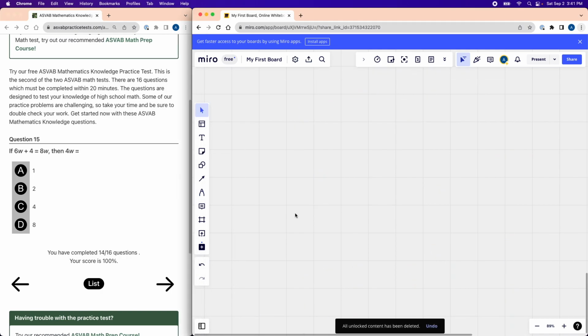All right, if 6w plus 4 equals 8w, then 4w equals what? All right, so it seems to be a little bit of an algebra problem, so go ahead and press pause and see if you can get this one on your own.